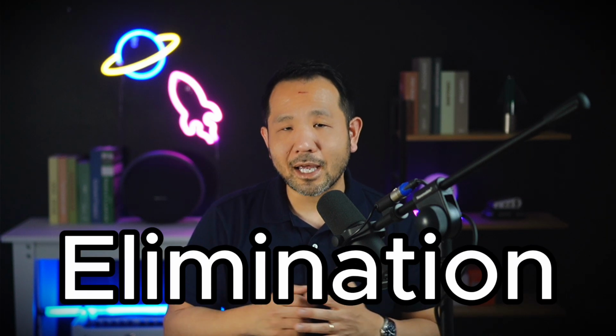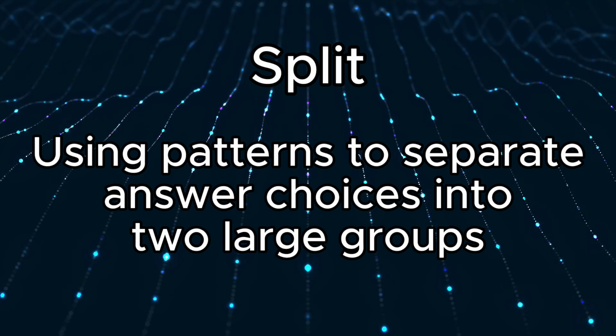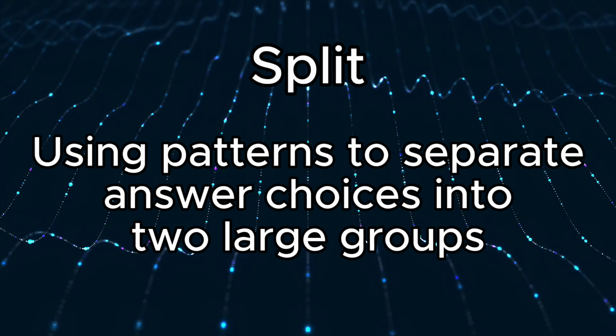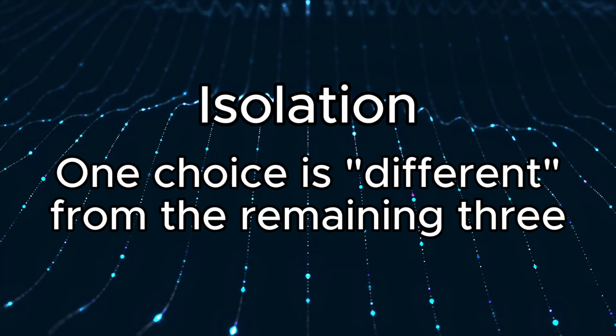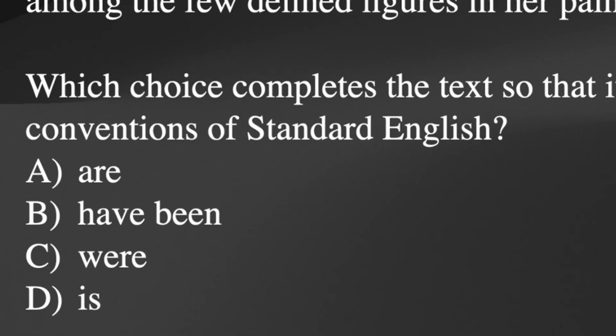Now that we've completed the detection, let's move on to elimination. With elimination, we look for patterns within the answer choices to see if we can do a split or isolation. A split is essentially when we see patterns that separate the choices into two larger groups, while isolation is where we see only one answer choice being different from all of the other three. Going back to the question that we saw earlier, I can start to see a pattern emerging that may allow me to isolate one answer. Can you see it? It's D.